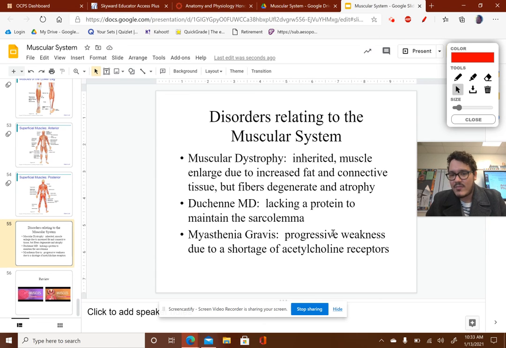Finally, myasthenia gravis is a situation where you have progressive weakness due to shortage of acetylcholine receptors. Acetylcholine is a neurotransmitter that we talked about in this unit and we'll learn more about in the nervous system. But without acetylcholine, the muscles are not able to contract. So if you lack the receptors for acetylcholine, obviously the muscles are going to be weakened and can lead to more serious problems. Okay? And that's it.